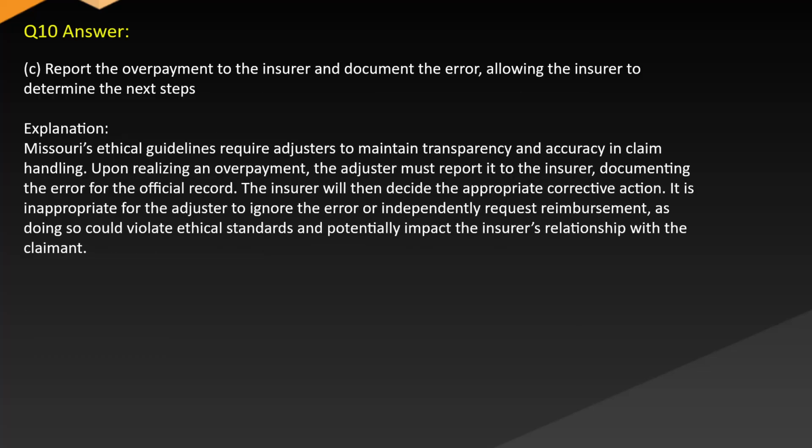Answer C. Report the overpayment to the insurer and document the error, allowing the insurer to determine the next steps. Explanation. Missouri's ethical guidelines require adjusters to maintain transparency and accuracy in claim handling. Upon realizing an overpayment, the adjuster must report it to the insurer, documenting the error for the official record. The insurer will then decide the appropriate corrective action. It is inappropriate for the adjuster to ignore the error or independently request reimbursement, as doing so could violate ethical standards and potentially impact the insurer's relationship with the claimant.